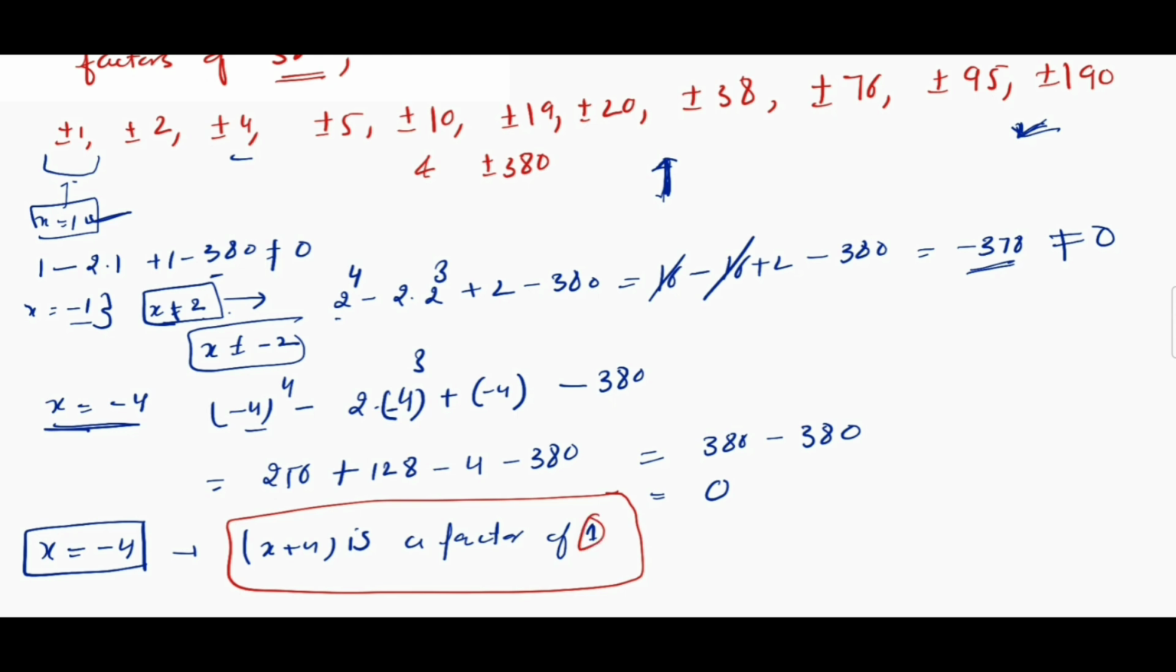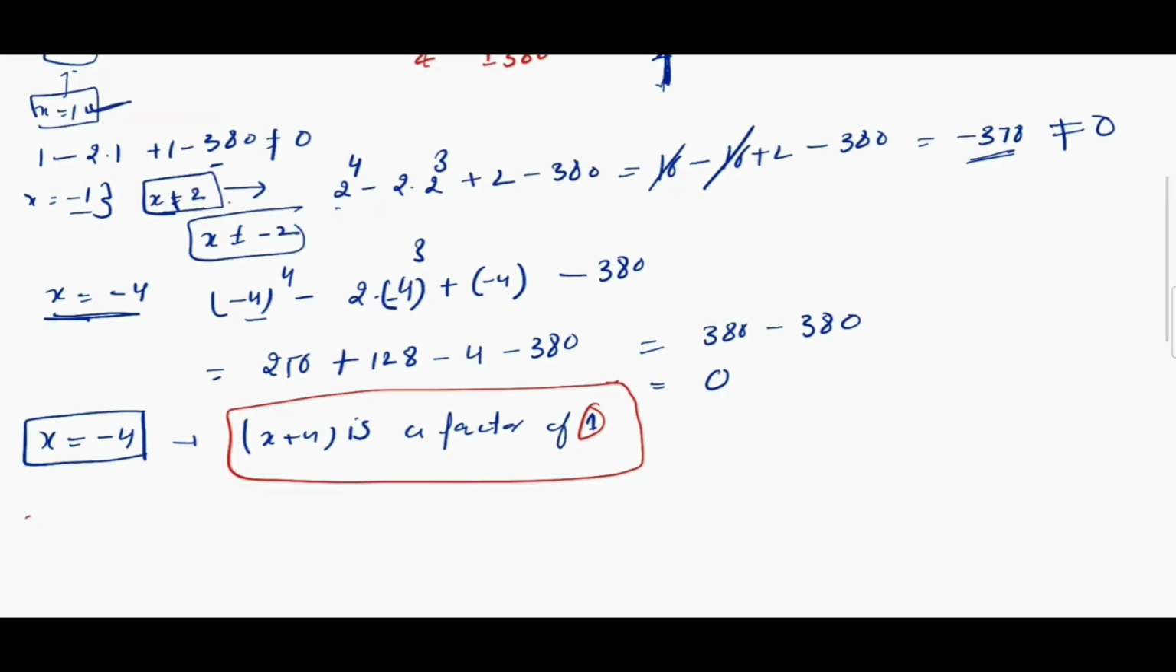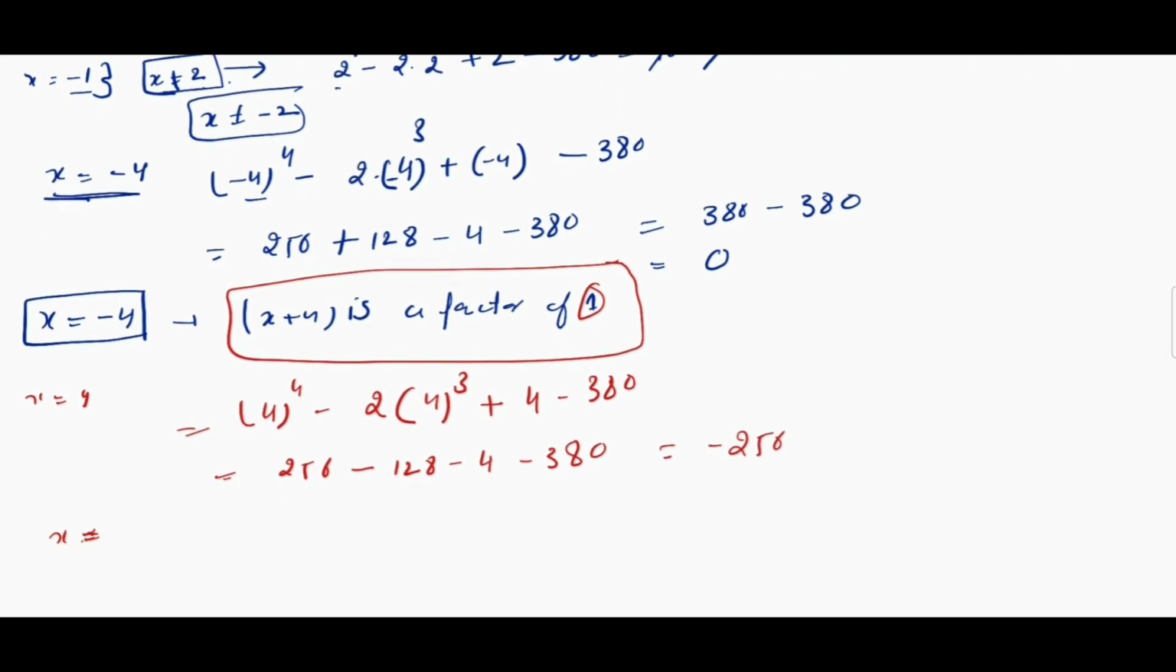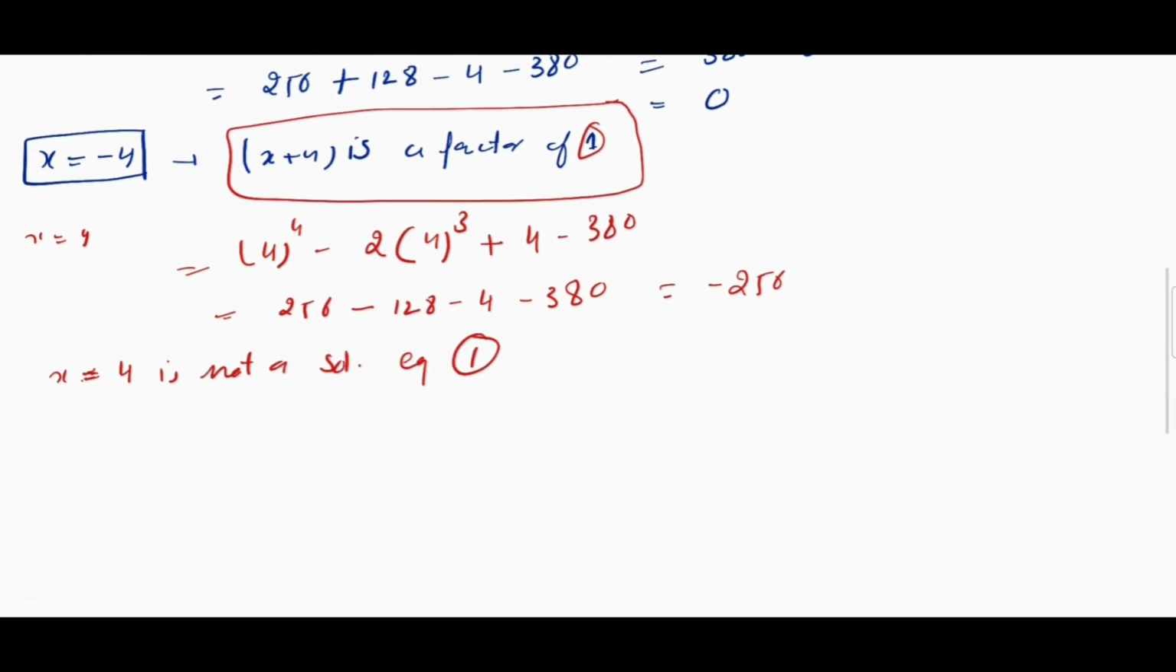Similarly, we'll find one more factor. We'll put x is equal to 4. If we put this, we'll get 4 raised to power 4 minus 2 times 4 raised to power 3 plus 4 minus 380 is equal to 256 minus 128 plus 4 minus 380. So here we get minus 256, which is not equal to 0. It means x equals 4 is not a solution of equation number 1. Now we'll put another value.